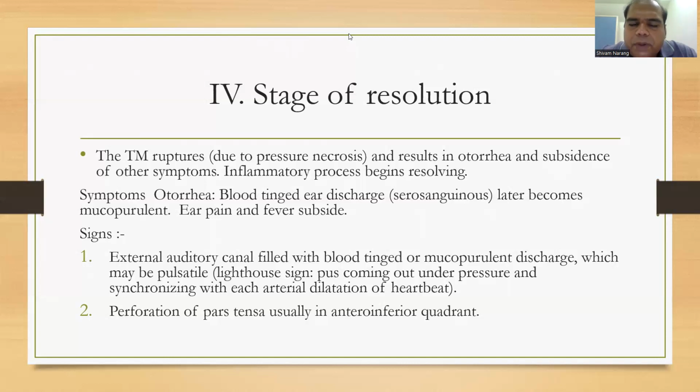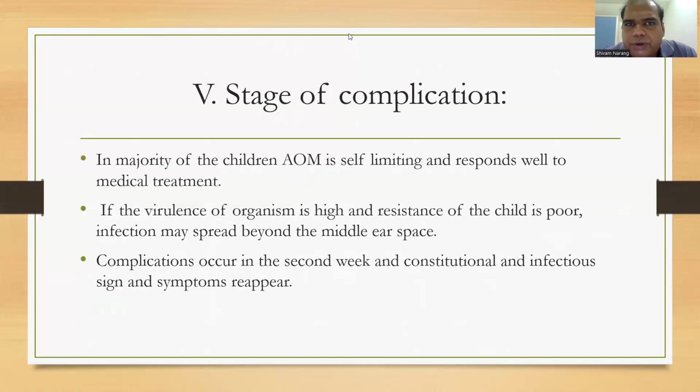Now we will get a pulsatile sign, pulsation in the ear discharge. It is called the lighthouse sign because, as we have seen in previous stages, the middle ear cleft is involved. There will be pulsation because the discharge is coming out under pressure. So there is movement of the discharge with each heartbeat, so it appears like a lighthouse. So it's known as the lighthouse sign. The perforation of the pars tensa is usually in the anterior-inferior quadrant.